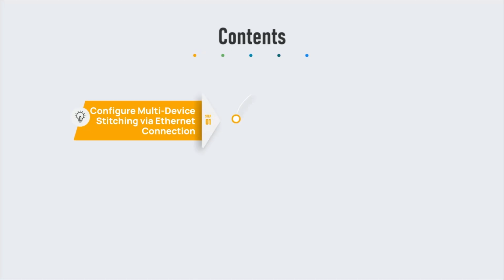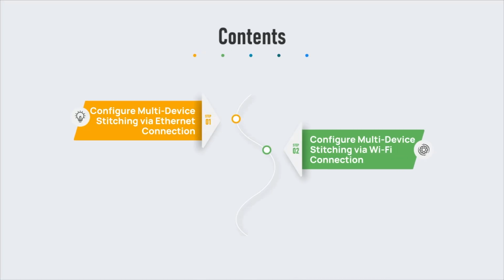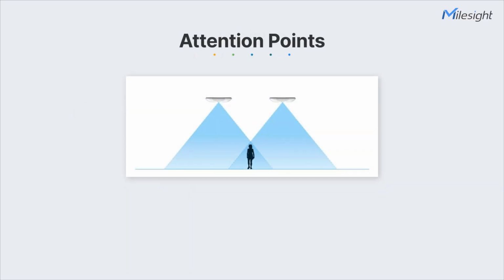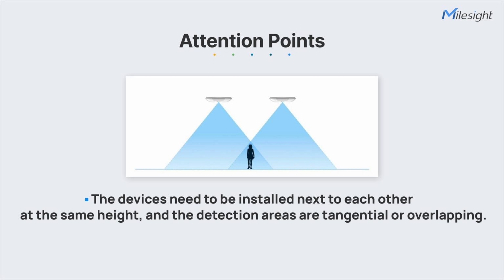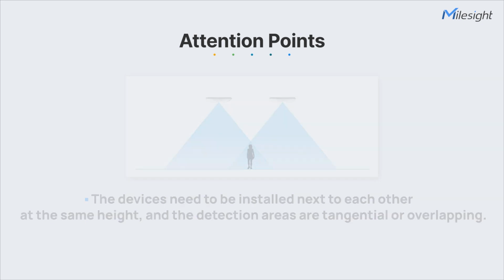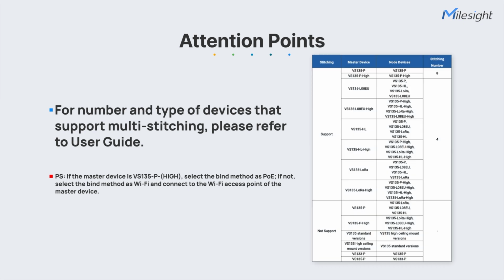The VS13X currently supports two methods of multi-device stitching, Ethernet and Wi-Fi. Before configuring multi-device stitching, there are several important considerations to keep in mind. First, devices need to be installed next to each other at the same height, and the detection areas are tangential or overlapping. Second, for details about multi-device stitching, please refer to the User Guide.